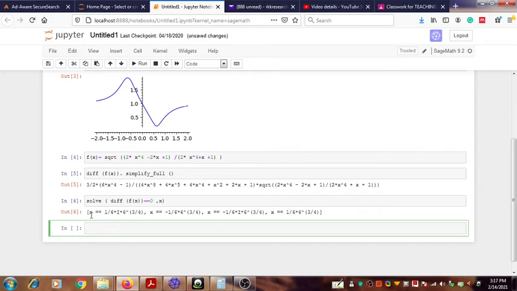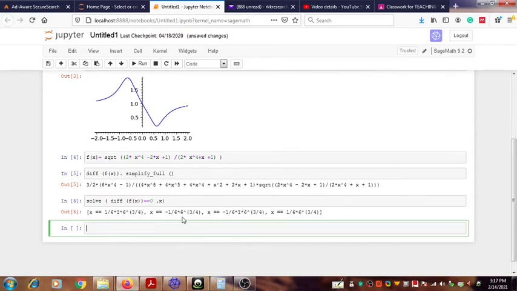You can see that 4 different values of x are displayed there. First value, second value, third value, and fourth value. Of these 4 values, 2 are complex values. We can understand that from the presence of I in the first value obtained for x, and also in the third one, so minus 1 by 6 into I into 6. So these are the 2 complex roots of that equation.